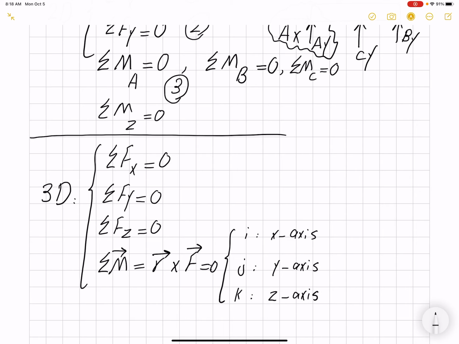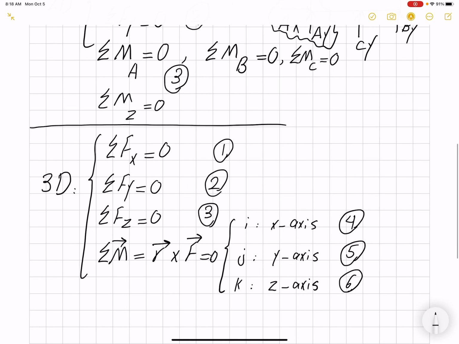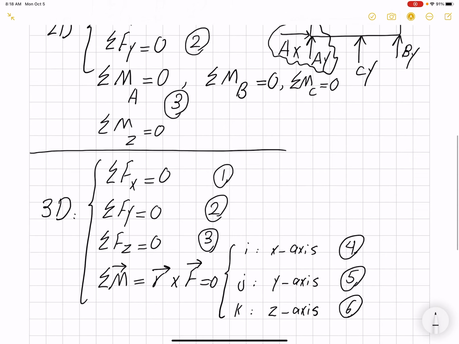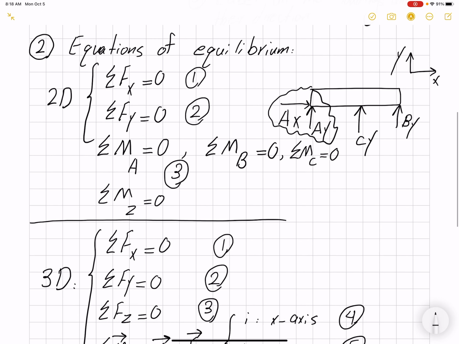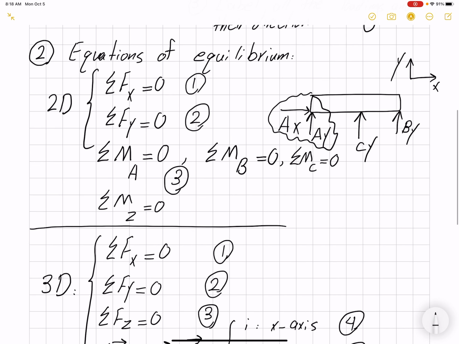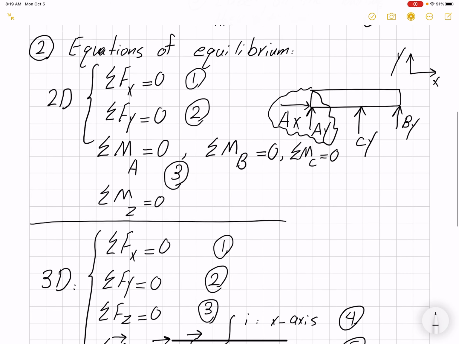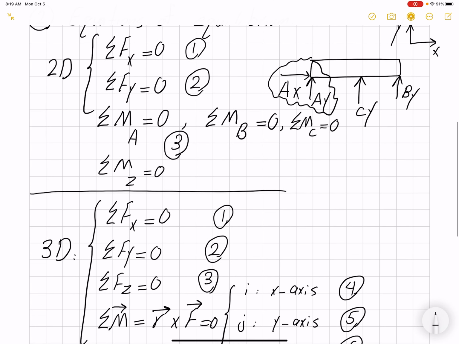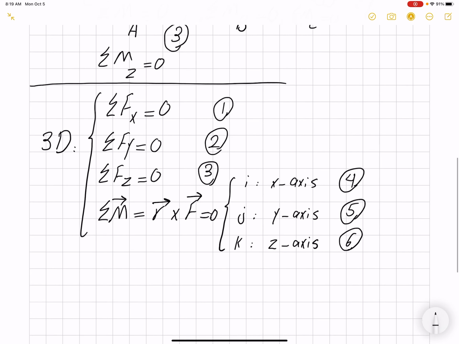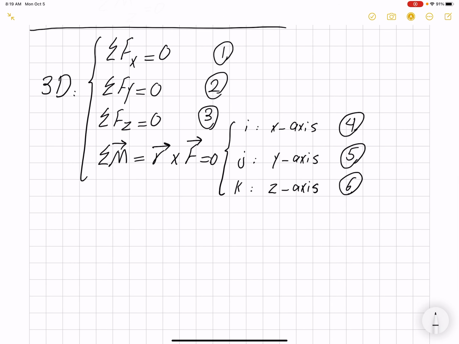So at the end, I will have 1, 2, 3, 4, 5, and 6 equations. So in 3D equilibrium, I can solve for 6 unknowns because I have 6 equations. And in 2D, I can only solve for 3 unknowns because I only have 3 equations.